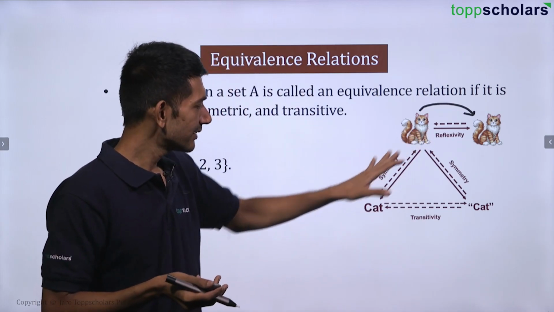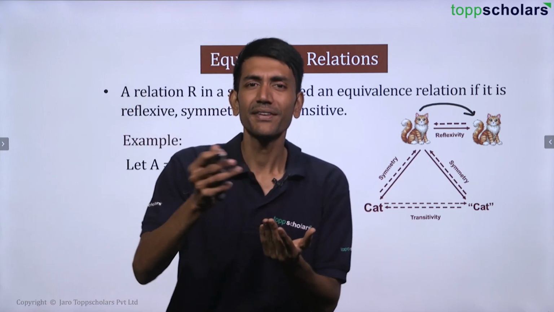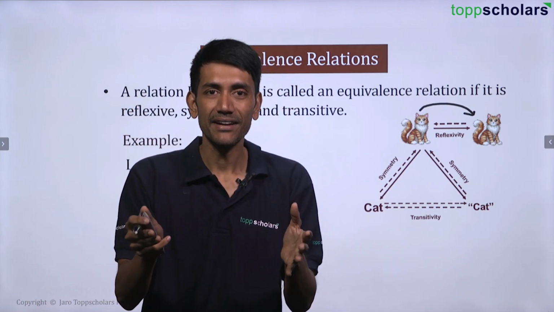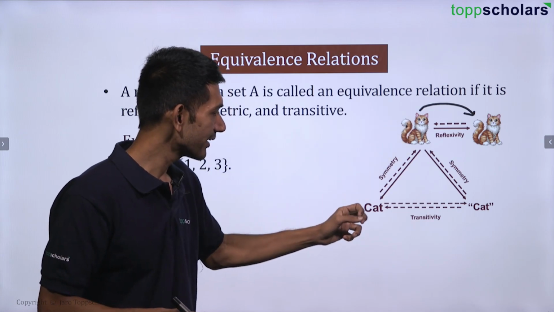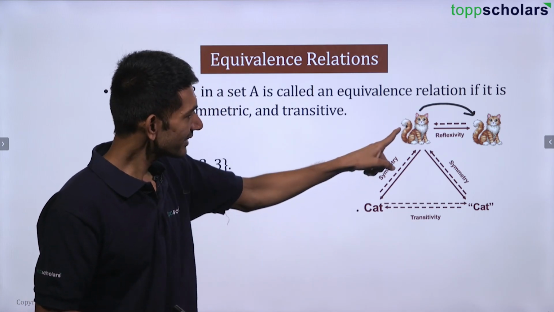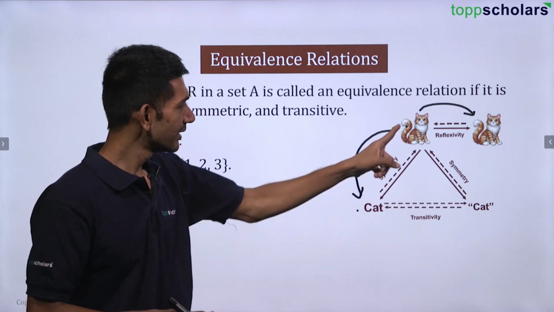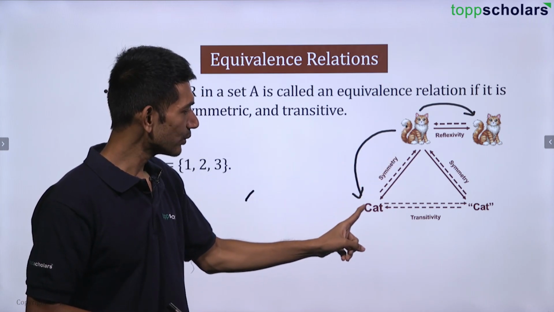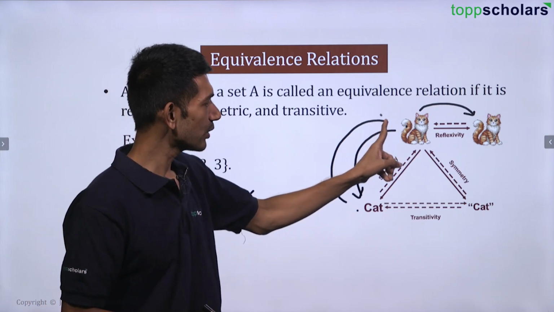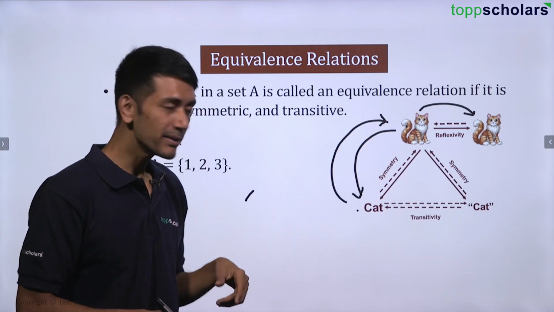Then this cat has some other friend, a different cat, but it comes in the category of cat, right? This is also cat, this is also cat here. So if this is cat 1 and this is cat 2 and there is a relation between cat 1 and cat 2, then can I say there is a relation between cat 2 and cat 1 also? That is your symmetric.